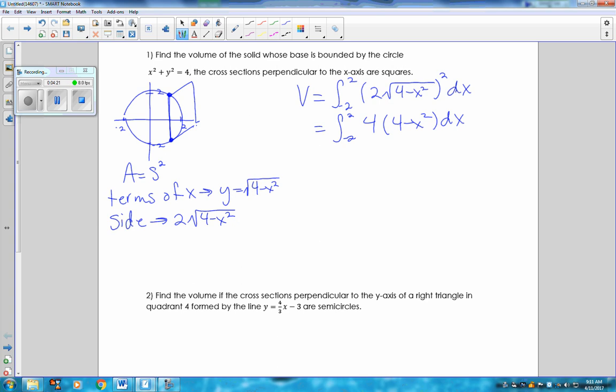You can distribute that 4, or you can take the 4 out. I'm going to take it out. And then I'm going to go ahead and integrate this. So 4 would be 4x. X squared would be 1/3 x cubed. From -2 to +2.